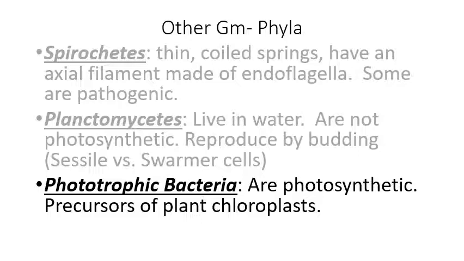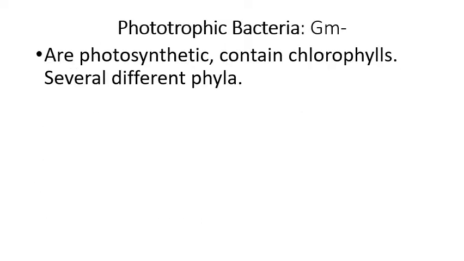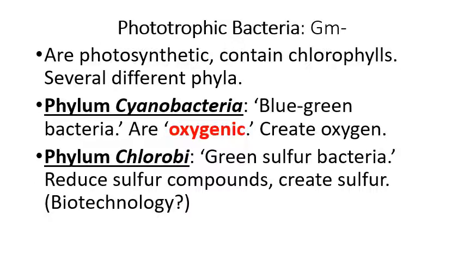Okay, phototropic bacteria. Two of them that we're going to learn about, two phyla that we care about. One is called the cyanobacteria. The cyanobacteria is a phylum that appears kind of blue-green in color. They are oxygenic, meaning that they have the ability to create oxygen using photosynthesis, the way plants do. And we believe that some of those were the early precursors, the early ancestors of chloroplasts in plants.